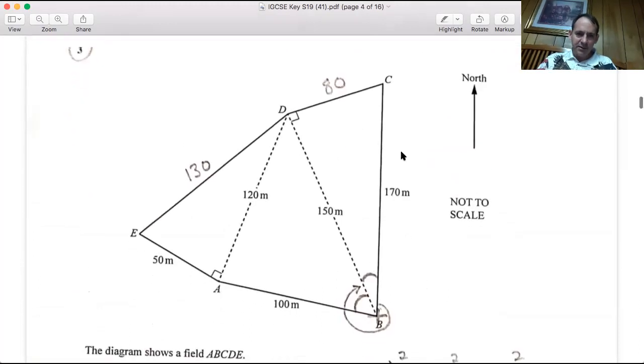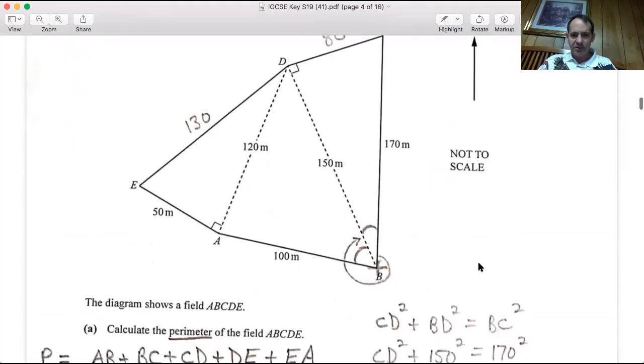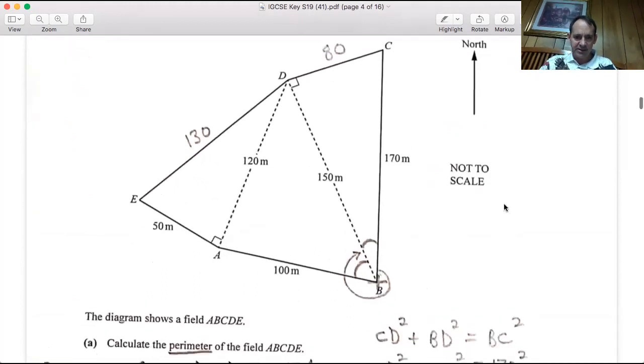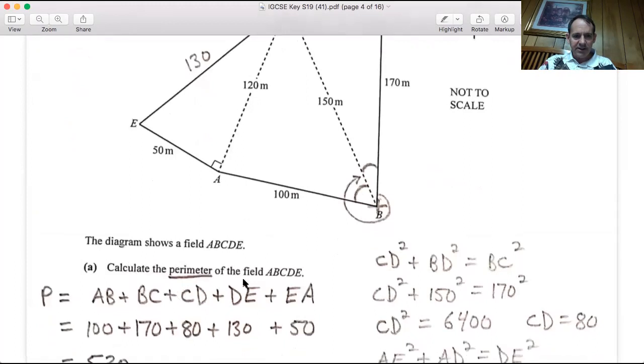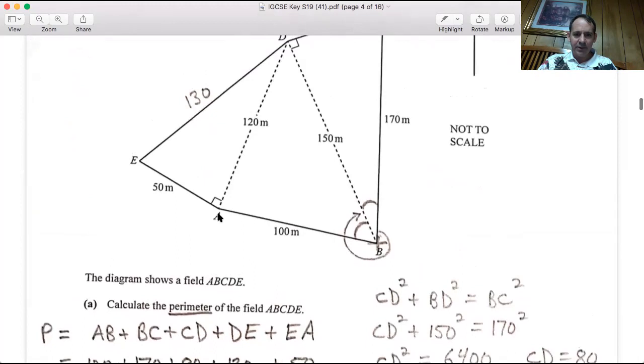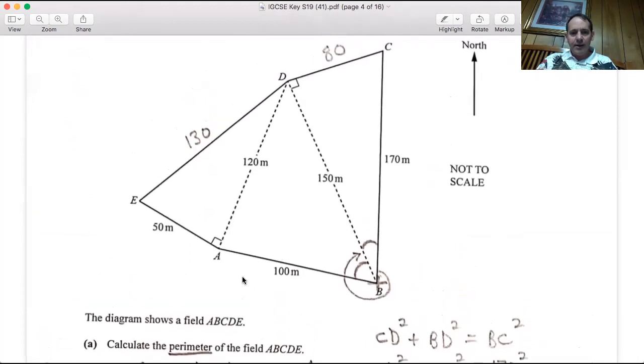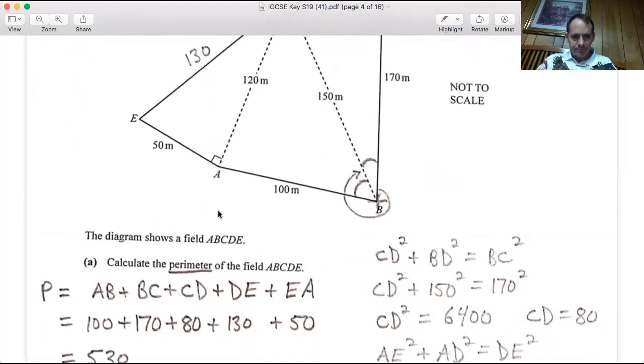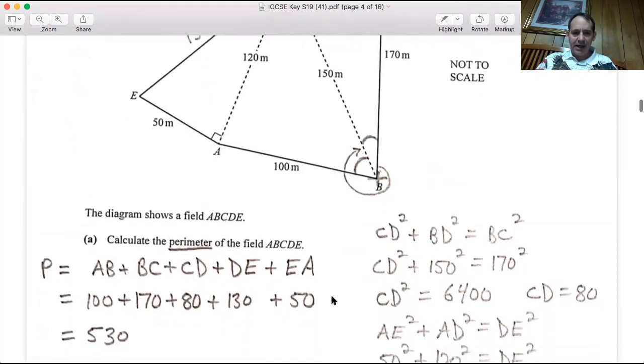Moving on, we've got this kind of weird diagram here. Notice there are 2 right triangles and then a non-right triangle. So there's going to be a lot of questions with regards to this. So first, calculate the perimeter of this field, starting with A and working all the way back to E. So I just put A to B, B to C, C to D, D to E, and then E back to A. So start with the obvious ones.